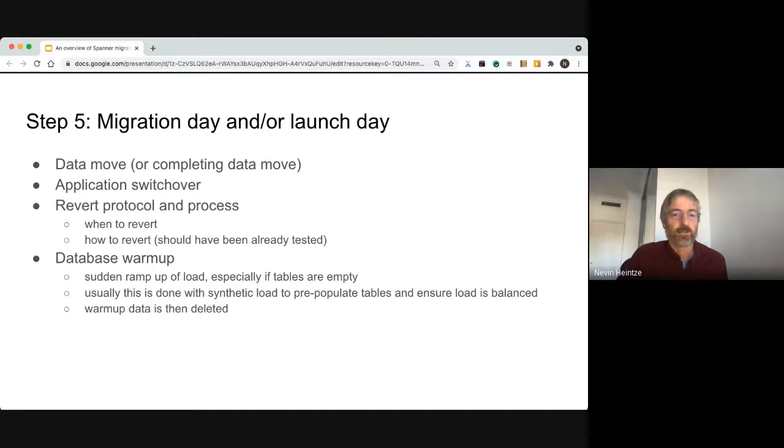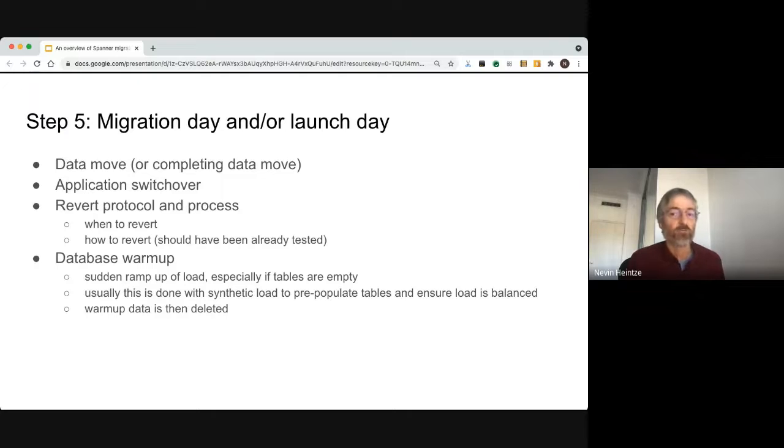All right. Now we come to the exciting part, actually doing the migration. So first, a quick comment. Not every migration will have a migration day. For example, if you use incremental data migration, then your migration is essentially an incremental continuous process. It might have a start day and an end day, but that could be weeks, maybe even months apart. However, many migrations do have a target day for moving or completing data move and switching over to using Spanner. This becomes a really critical day.